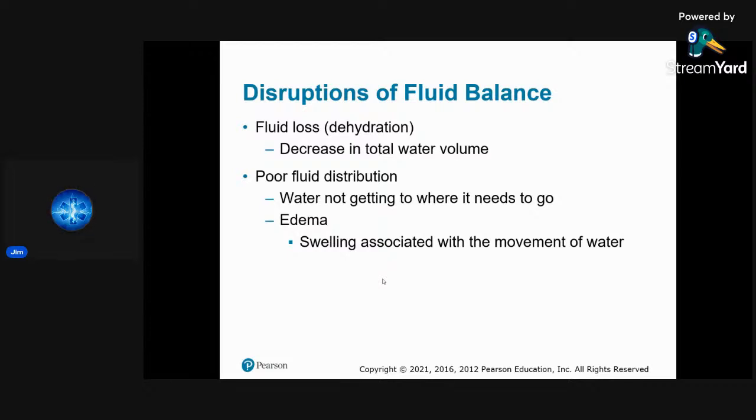Fluid loss is dehydration, a decrease in total volume. We can get this from someone sick for a few days with extreme vomiting and diarrhea. They could become dehydrated. Being out in hot weather, you're not replacing fluid, you sweat all that out, you can become dehydrated. Poor fluid distribution is water not getting where it needs to go, right? And edema is swelling associated with movement of water. We talked about earlier this fluid or water leaking out of either the cell or the capillaries into the third spacing, causing edema.